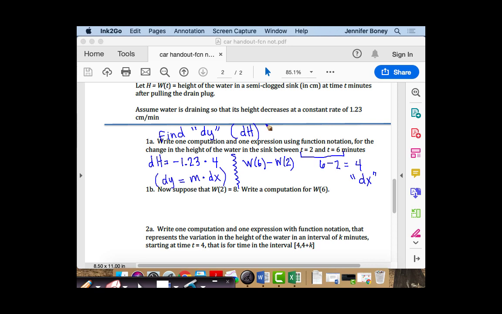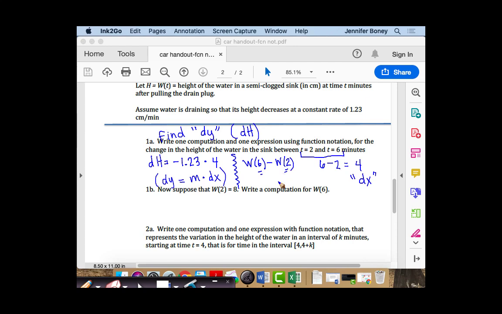So this expression with function notation is equivalent to that, like y final minus y initial. We talked about that when we were talking about one variable at a time. But keep in mind that this tells us a lot of things. This W of 6 minus W of 2 tells me that I'm computing a change in the dependent variable, but it also tells me which change.